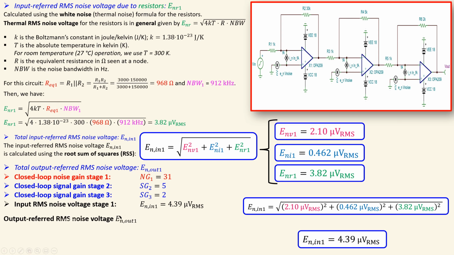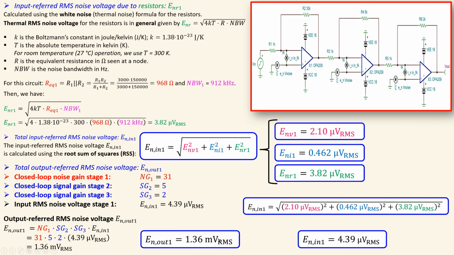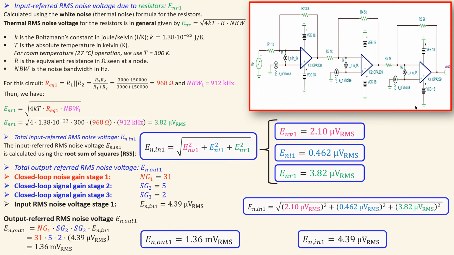Now we can use the formula we have discussed earlier. This is the output referred RMS noise voltage due to this first stage only at the output of the total circuit. Noise gain of the first stage times the signal gain of the second stage times the signal gain of the third stage times the input RMS noise voltage of the first stage. If I now substitute the values, I will have 1.36 millivolts RMS. So that is the contribution of the first stage only, considering of course the second and the third stage as noise free. Now in a similar form we will do that for the second stage and then for the third stage.